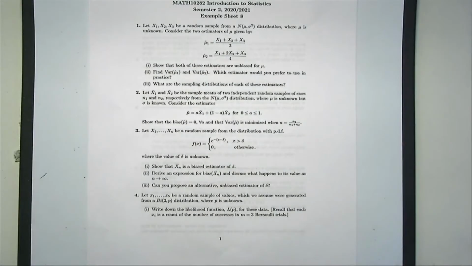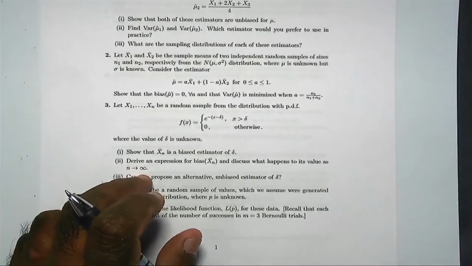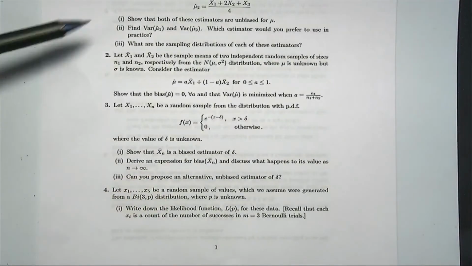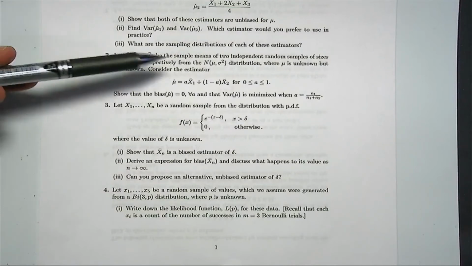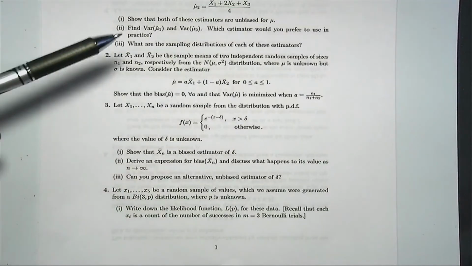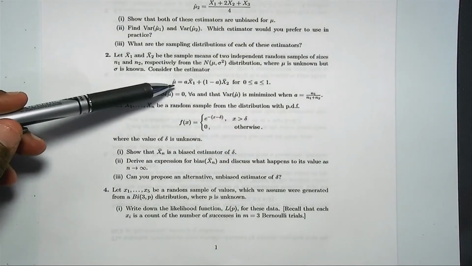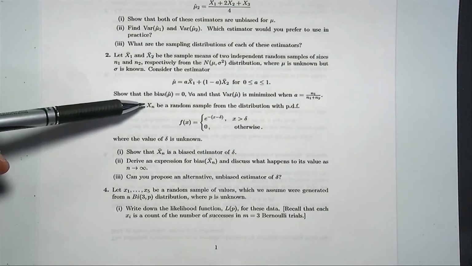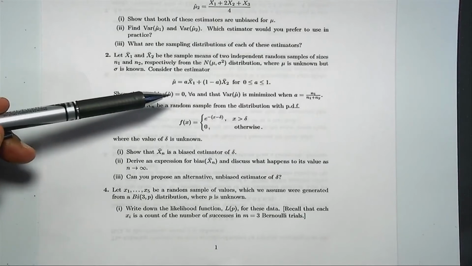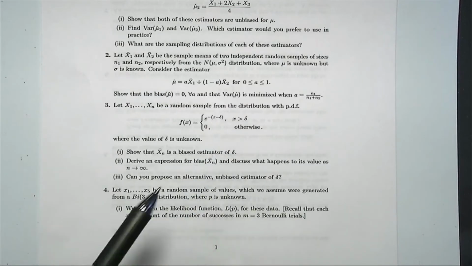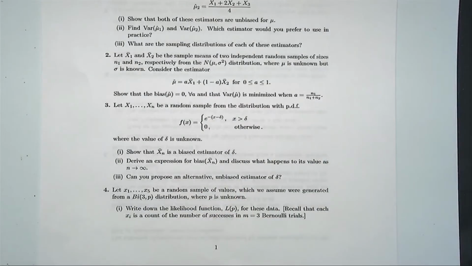Alright, now let's move on to question 2. Let me try to zoom in. Alright, here you have two sample means from sample sizes N1 and N2 from a normal distribution, and sigma is known but mu is unknown. So we have this following estimator for mu. The first part is to show that the bias is 0. The second part is to find the minimum of the variance and to show that it's minimized when A is equal to this. Right. Okay.